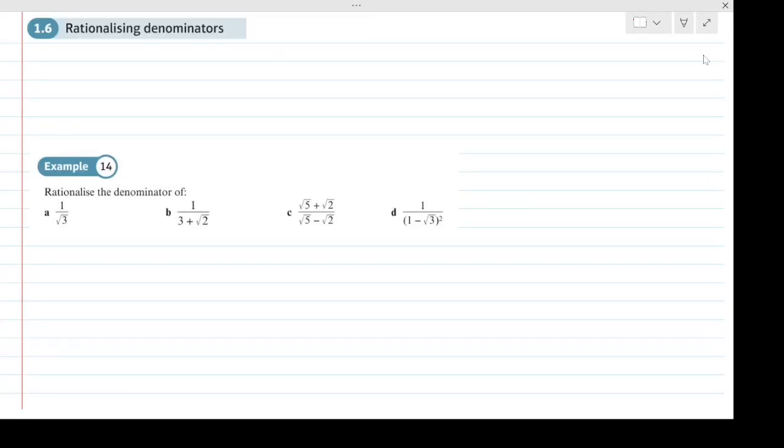Hello. So in this section, it's the final section from the first chapter, section 1.6. We're going to look at rationalising denominators. So that's essentially when we say rationalise the denominator, obviously a fraction and denominator. These are fractions with a surd on the bottom.